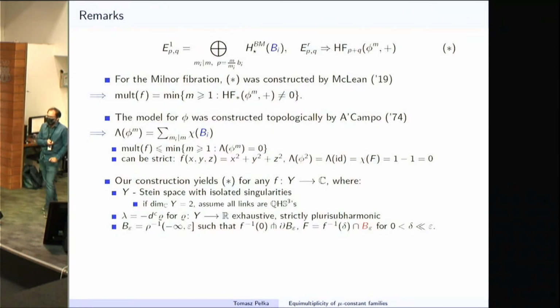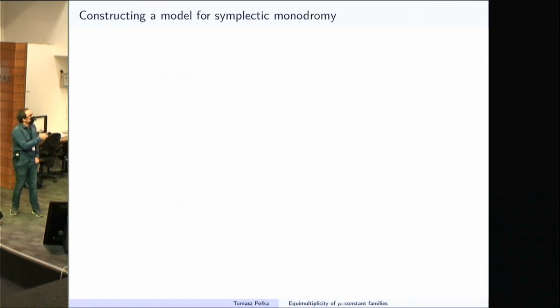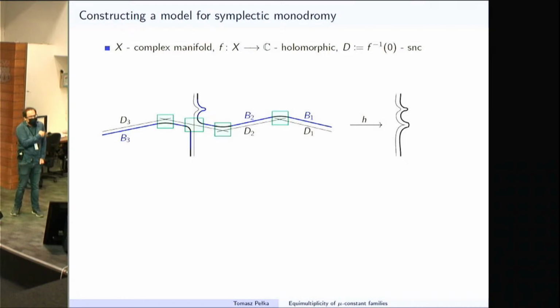I will not tell you the details about the construction, but let me just state what the construction does. So how do we construct the symplectic monodromy? In which generality does it work? I start with a complex manifold. I take holomorphic functions such that the singular fiber is simple normal crossings. So this can be a resolution of singularities of an isolated singularity like this. But you see that if I allow several singularities, I also can resolve and get a similar picture. And the construction will work. So take omega_X to be a Kähler form on X.